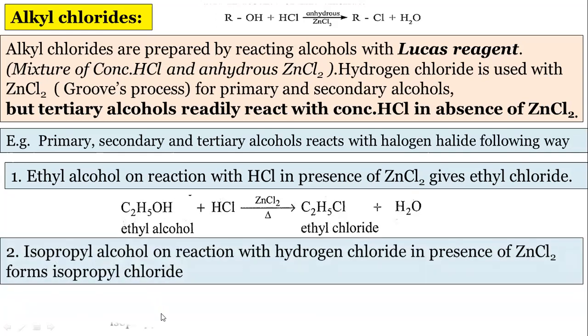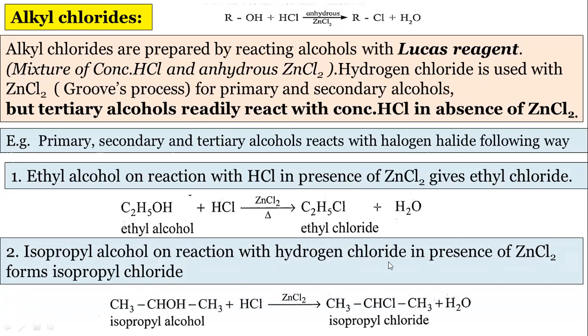Then isopropyl alcohol on reaction with hydrogen chloride in presence of Lucas reagent or ZnCl2 gives isopropyl chloride. Isopropyl alcohol gives isopropyl chloride. This is a secondary alcohol. So secondary alcohol gives secondary alkyl halides.